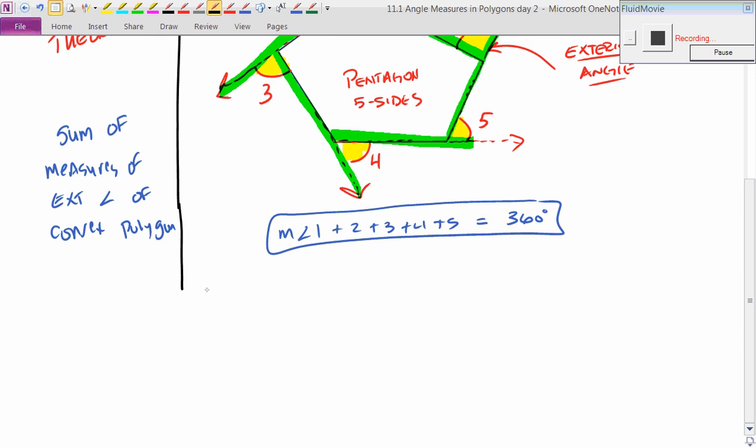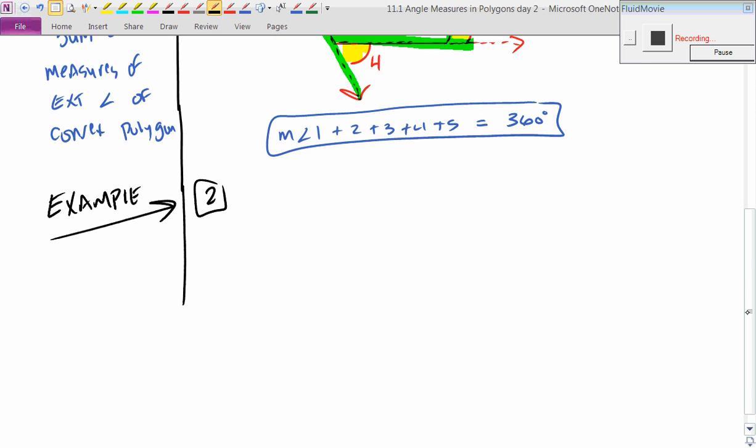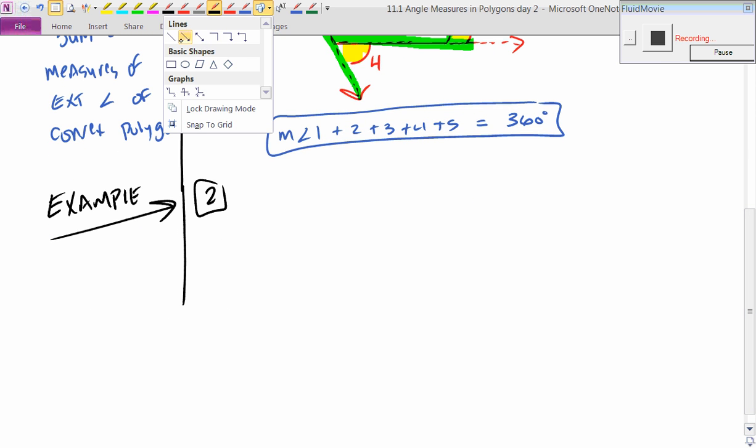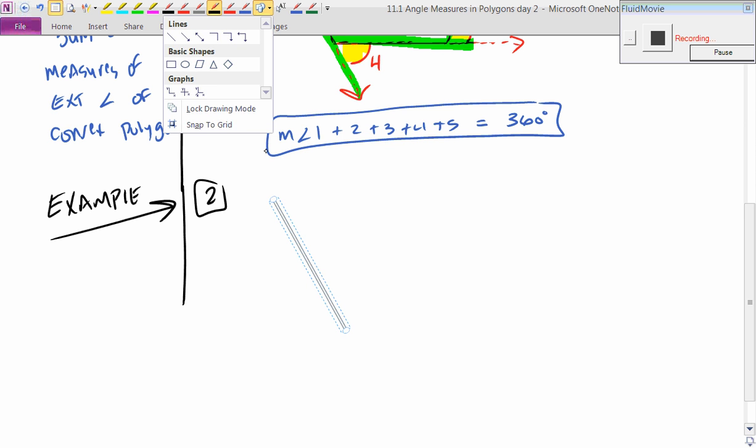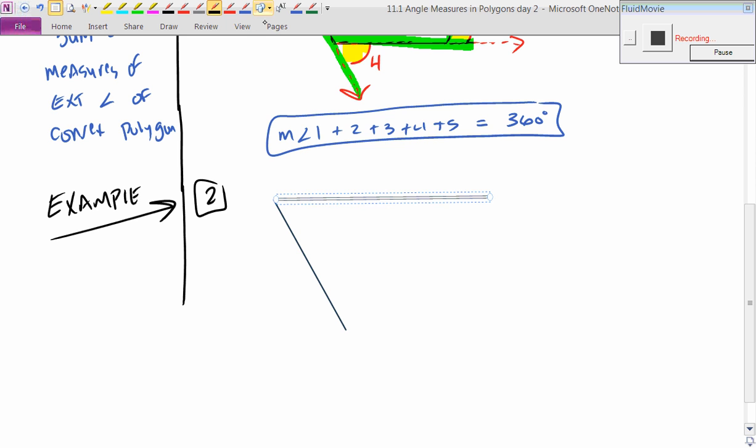Okay, let's do an example together here. Example number 2. Please draw this figure. We're going to draw a quadrilateral. Something like this. Yikes. Messed that up. So we're going to draw a parallelogram. So do your best you can to make those look all the same.